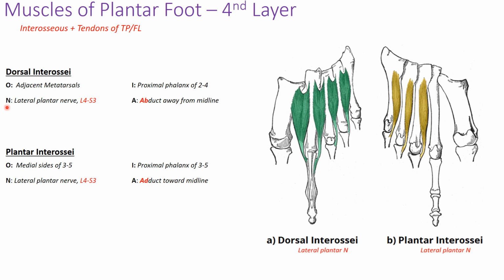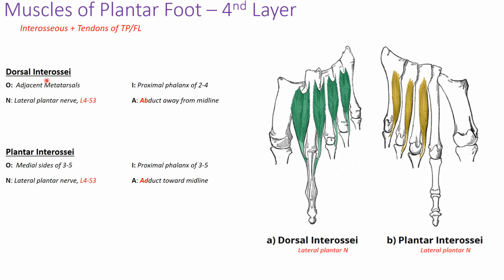Looking at the 4th layer of muscles, here we have our interosseous layer. So, interosseous, and then we're also going to have the tendons of tibialis posterior and fibularis longus that are coming through this layer. You'll see those in the lab, but the musculature here is of the interossei.